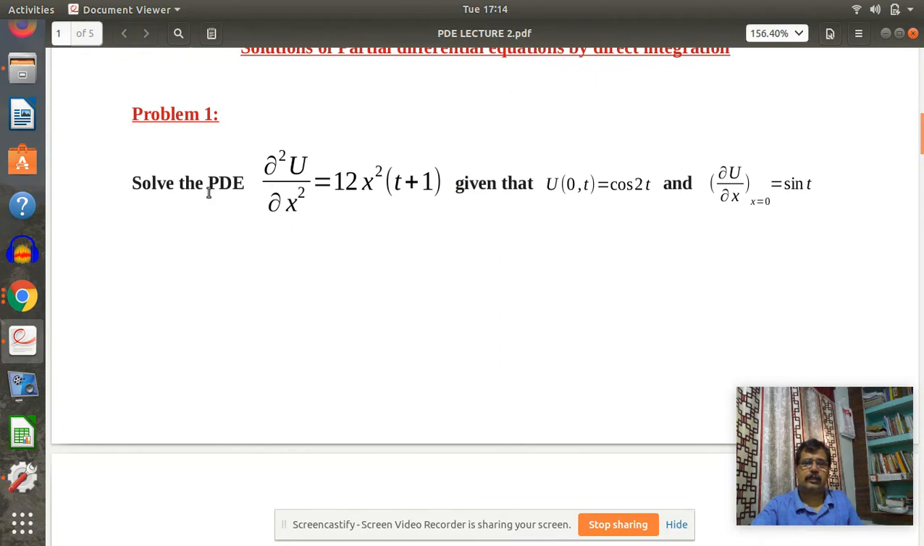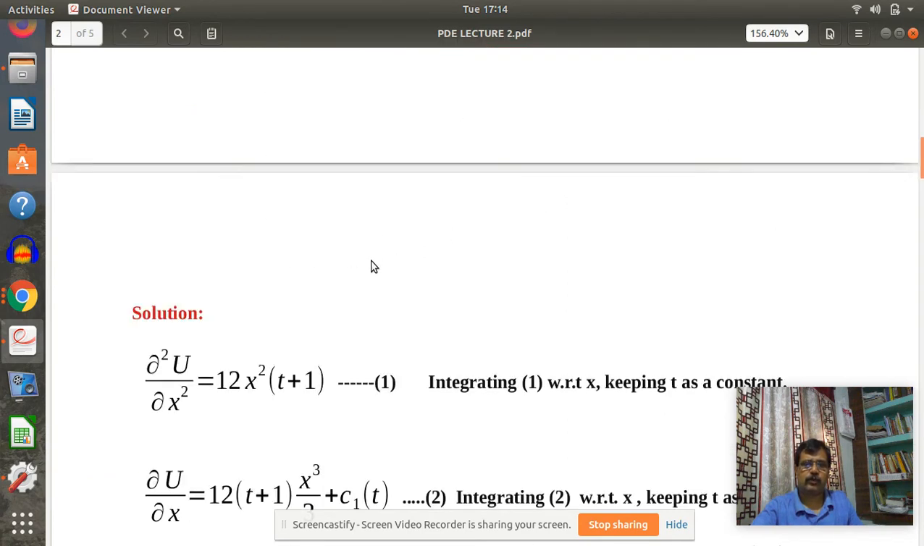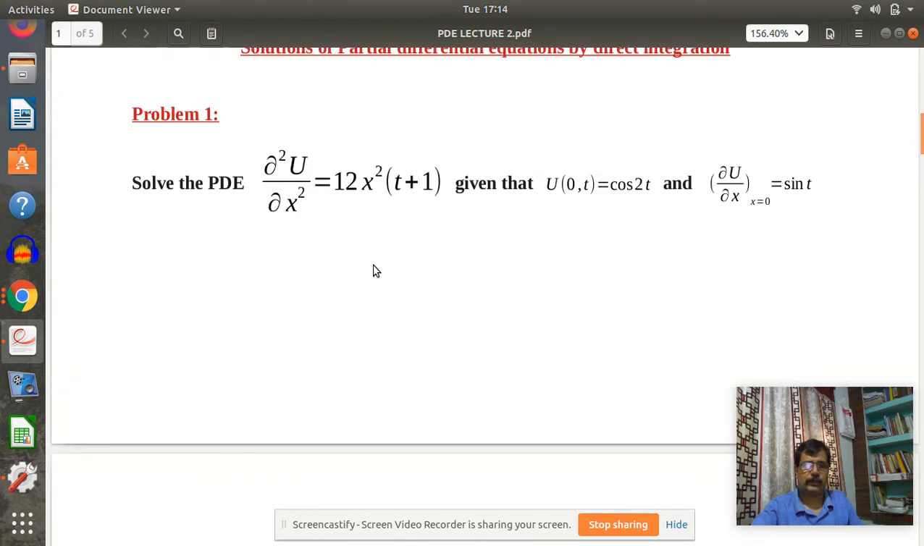So this is an initial value problem. A partial differential equation with some boundary conditions is referred to as a boundary value problem. Having some initial condition is referred to as an initial value problem. Anyway, we have this equation. How do we solve this by direct integration? In order to solve this partial differential equation, we have to apply integration successively.